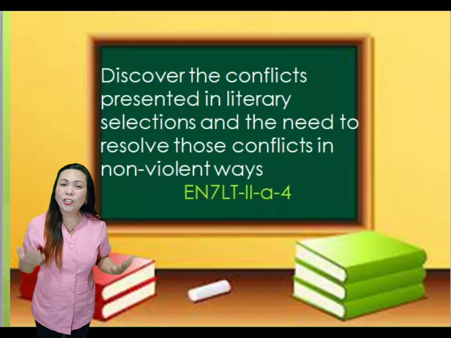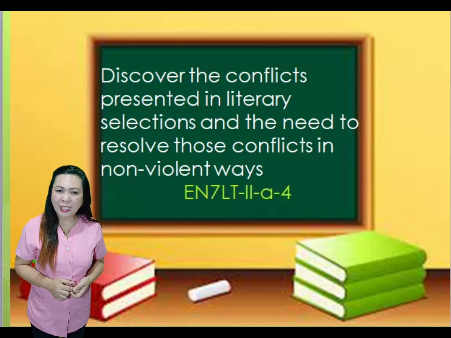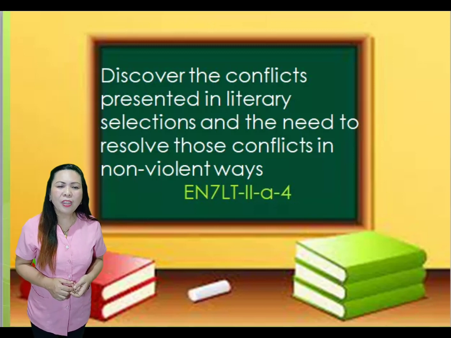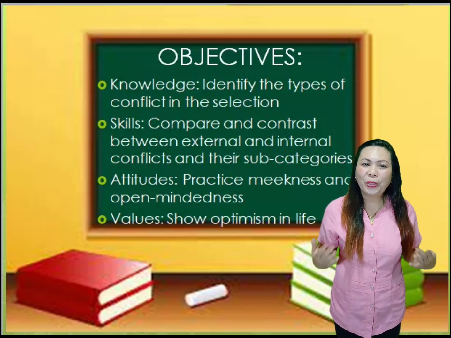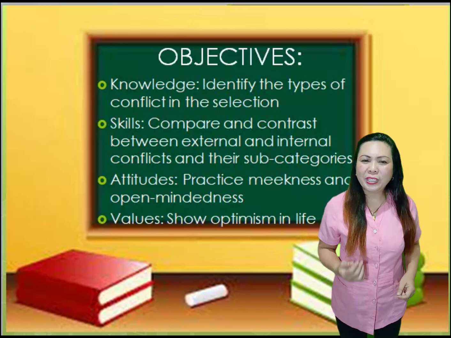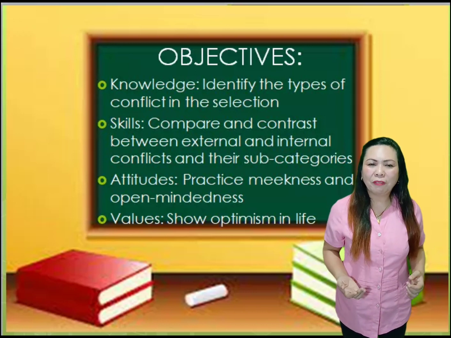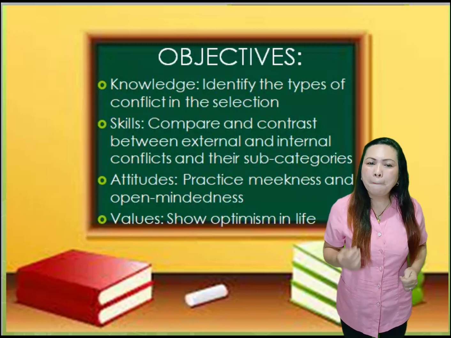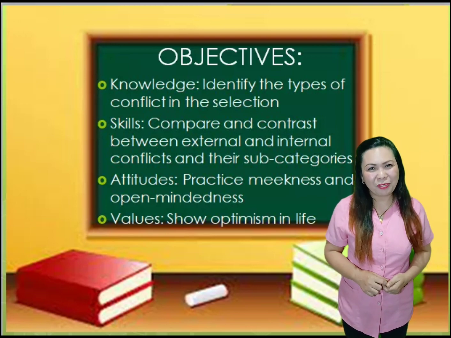Okay, let's get started. Our lesson focuses on this. Discover the conflicts presented in literary selections and the need to resolve those conflicts in non-violent ways. In this lesson, you are expected to learn this. For your knowledge, identify the types of conflict in the selection. For your skills, compare and contrast between external and internal conflicts and their subcategories. And for your attitudes, you have to practice meekness and open-mindedness, and the values show optimism in life.